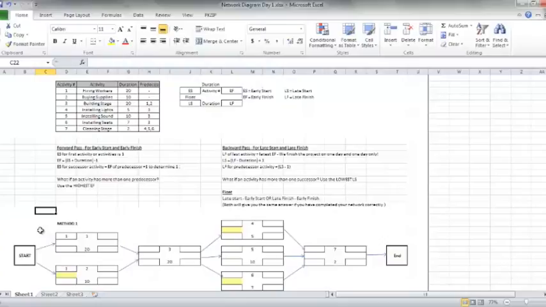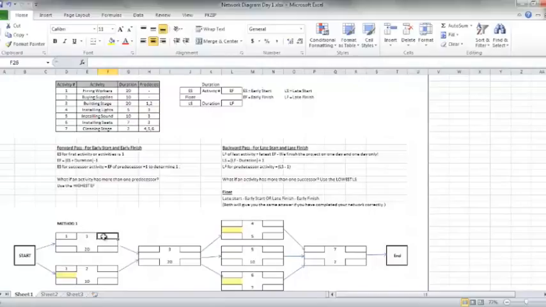On the forward pass, the early start, and we're using the approach where we start with day 1, the early start is always 1. We start on day 1. Okay? So that's easy for the first activity or activities. To get the early finish, we take the early start plus the duration minus 1. So let's fill that in, and then we'll come back and talk about that for a minute.